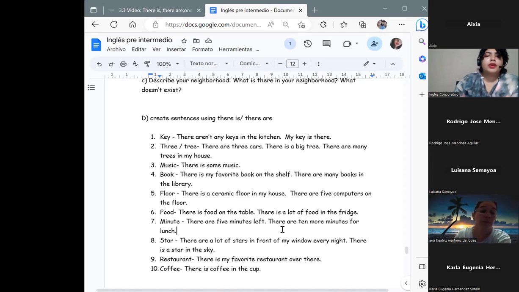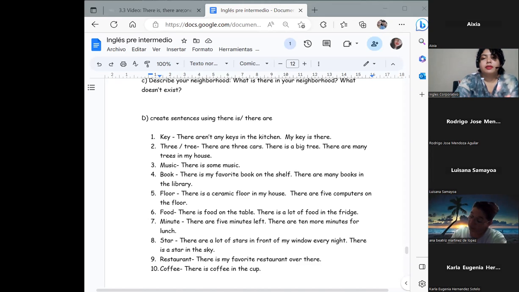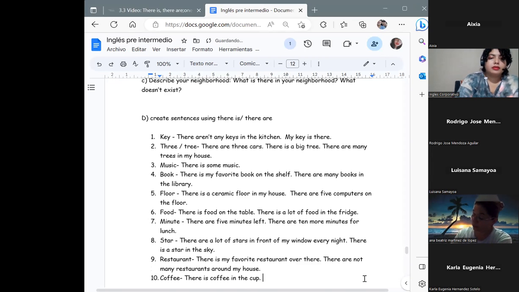So there are three cars. There is a big tree. There are many trees in my house. Then there is some music. Okay. I have another one. Restaurant here. Okay. Then there is my favorite book on the shelf.